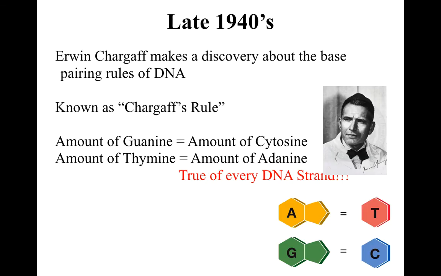So Irwin Chargaff makes a discovery about the base pairing rules of DNA known as Chargaff's rule. The amount of guanine is equal to the percentage of the amount of cytosine, and the amount of thymine equals the amount of adenine. So this is true for every DNA strand, and because of that, he realized that A and T bond together and G and C bond together because he found those percentages to be the same in every DNA.